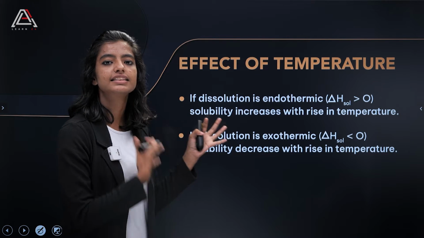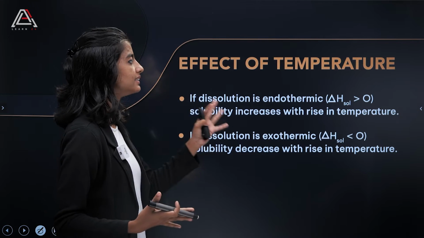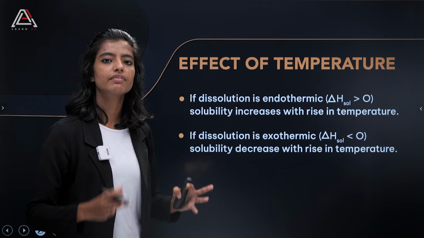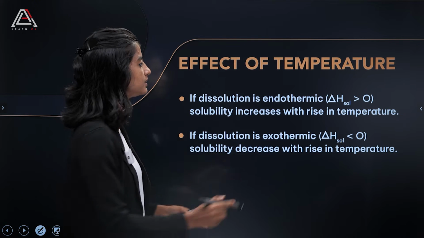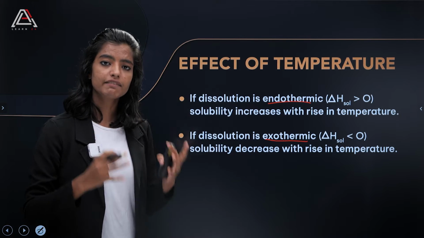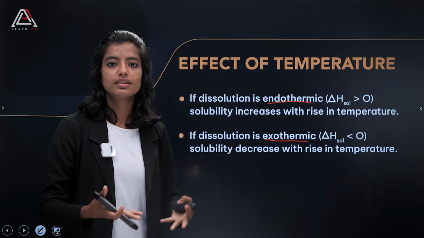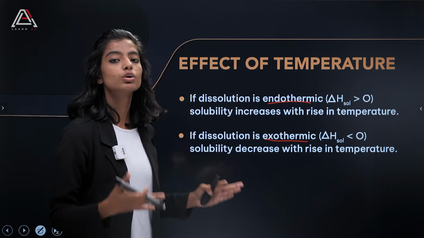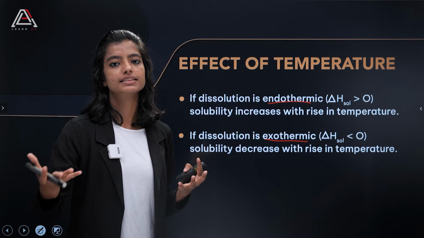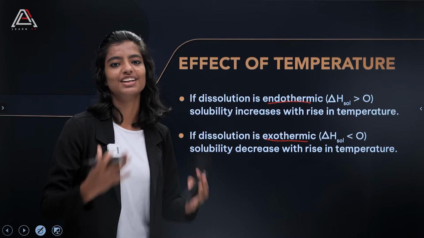Now, let's discuss the effect of temperature. That was the second factor. To discuss this topic, we have to know two terms, endothermic and exothermic. If a reaction takes place by gaining heat, that reaction is called an endothermic reaction. They need heat to take place. The heat is just entering in an endothermic reaction.